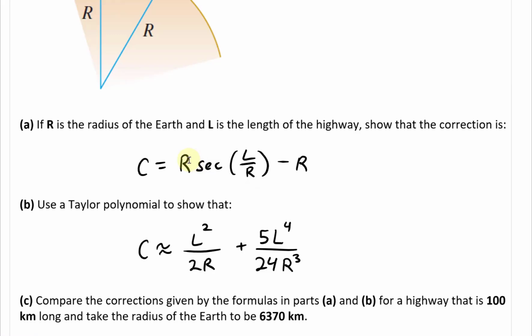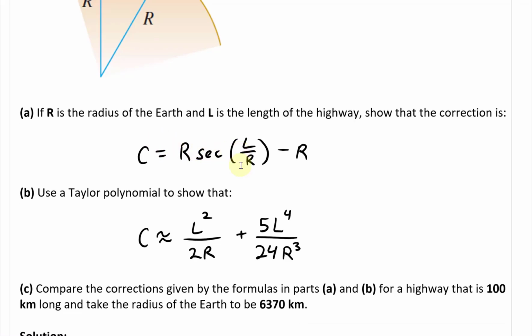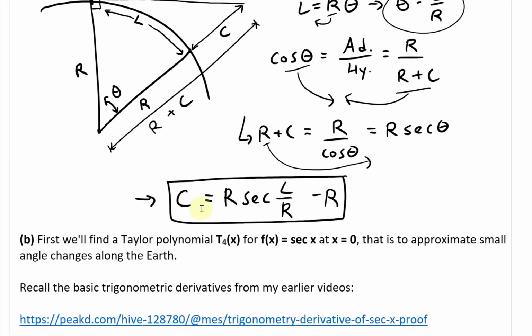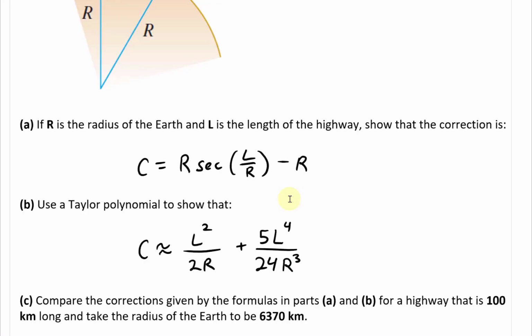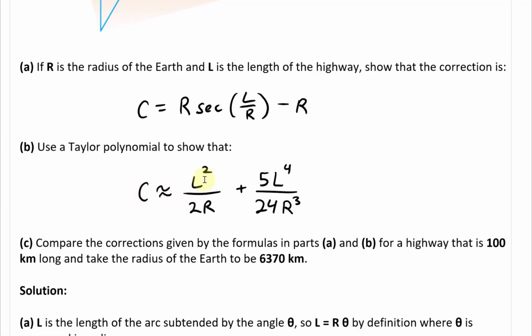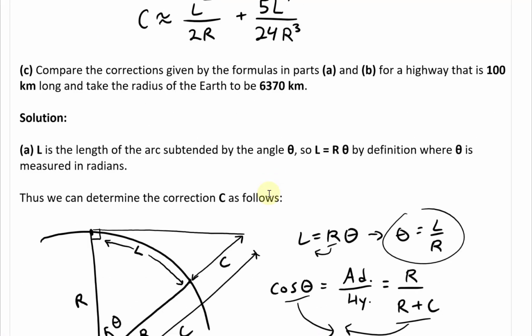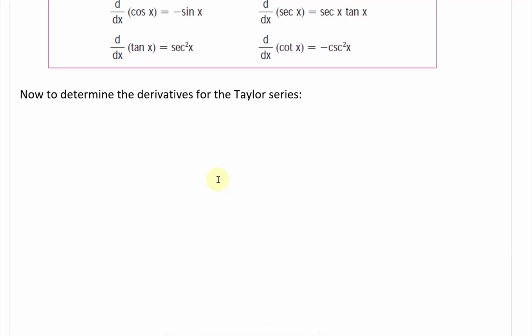Let's just double check. So yes, the correction is r secant of L over r, minus r. So there it is. C is equal to r secant of L over r, minus r. So that is correct. Alright, so now let's look at part B, and this one says, use a Taylor polynomial to show that C is approximately equal to L squared over 2 capital R plus 5 L to the 4 divided by 24 times R cubed. So let's go ahead and see what we can do.